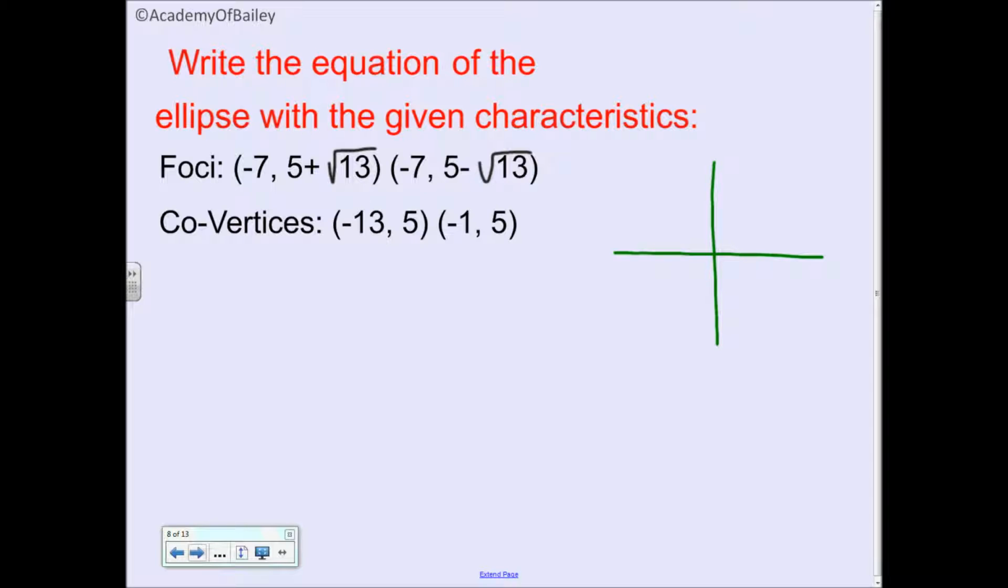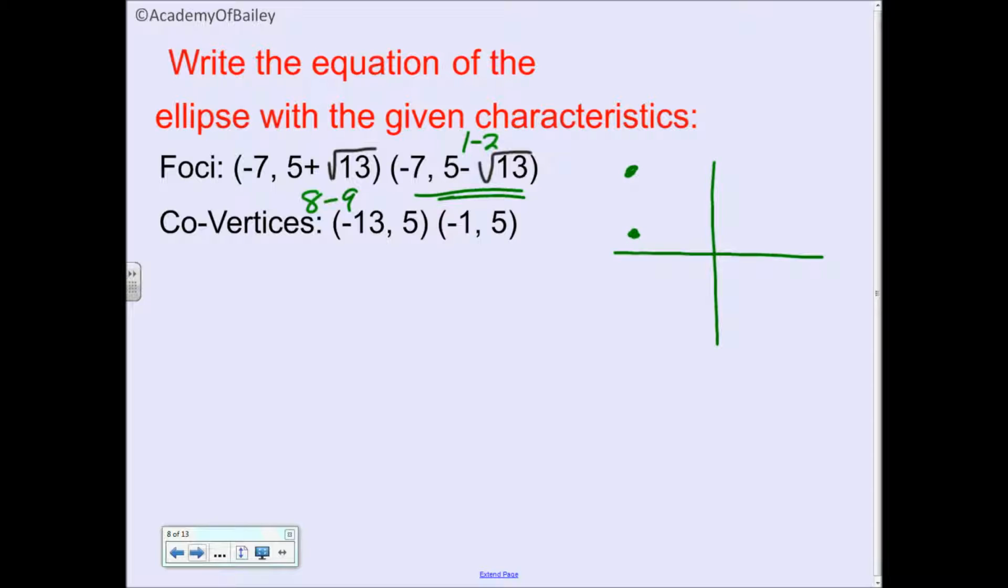So 5 plus the square root of 13, we know 13 is somewhere between 3 squared and 4 squared. So we know that 5 plus the square root of 13 is going to be somewhere between 5 plus 3, which is 8, and 5 plus 4, which is 9. To graph that, we'll go to -7, and then go between 8 and 9. And for this one here, 5 minus 3 is 2, and 5 minus 4 would be 1. So it's somewhere between 1 and 2. So -7, somewhere between 1 and 2. And that would be the foci.